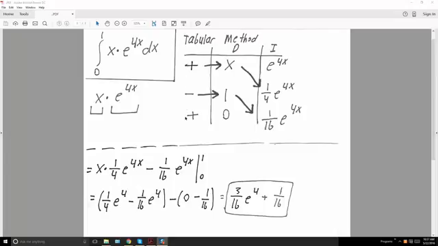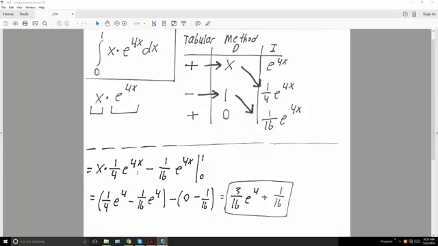This pattern continuously repeats. And now, just to get our answer, it's going to be positive x times 1/4 e to the 4x, this, minus 1 times 1/16 e to the 4x, this. See, like diagonals. And now we simply plug in our bounds, 0 and 1.